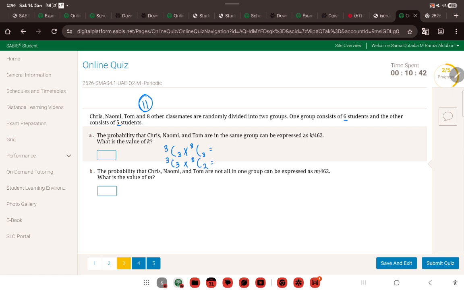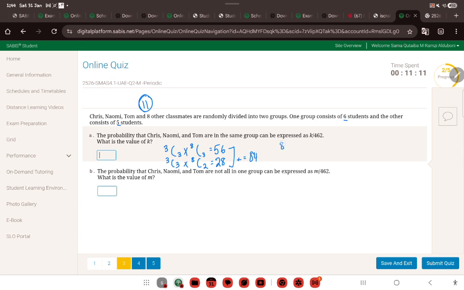And we find the answer of each one by putting them on the calculator. So 3 combination 3 times 8 combination 3, which is 56. And then we do 3 combination 3 times 8 combination 2, which is 28. Then we add them. So we do 28 plus 56, which is 84.